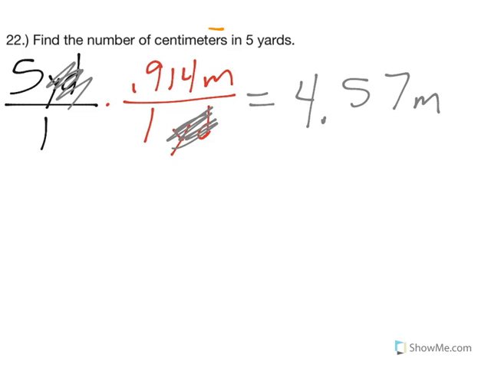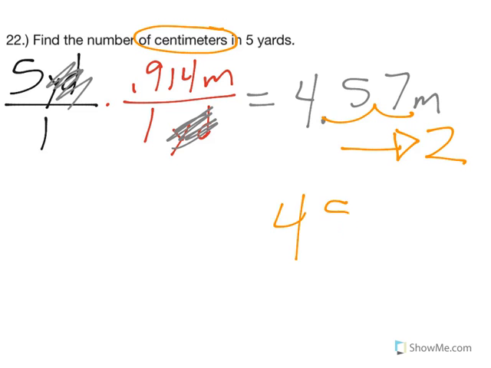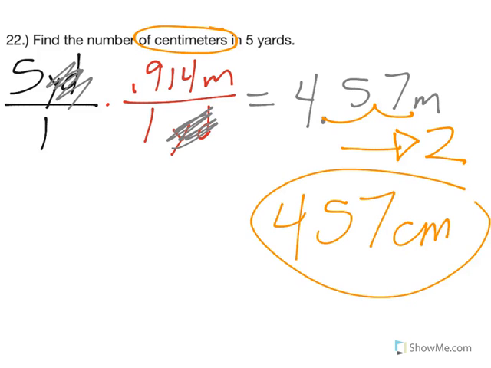But now I'm in meters, and I want to go to centimeters. And I know that from meters to centimeters, I just move my decimal 2 places to the right by my counting method. So when I do that, 1, 2, I end up with 457 centimeters.